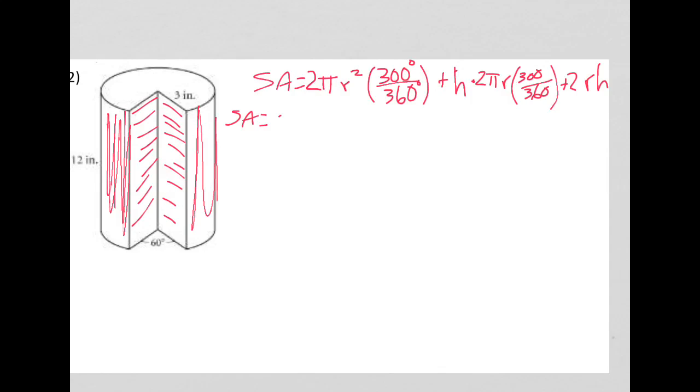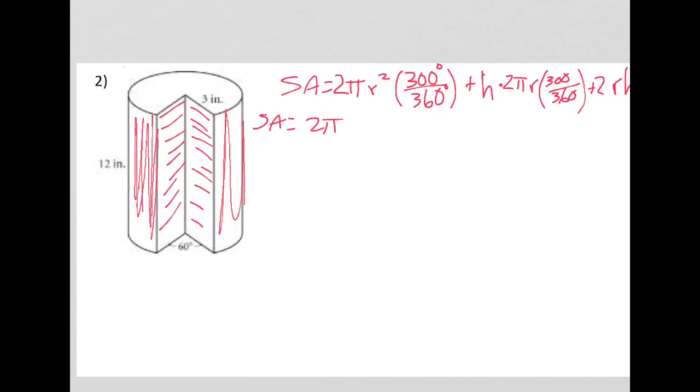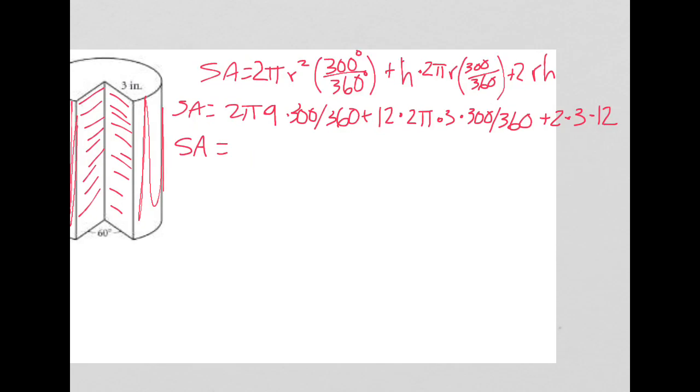The surface area, 2 pi r squared. The radius is 3, so 2 pi times 9 times our 300 over 360. So I've plugged in all those numbers. If you look at how I've written that, that is exactly how I'm going to type it into my calculator. So I'm going to go ahead and just get an actual approximation for this rather than trying to leave it in terms of pi. So if you crunch all this, you should find the surface area is.